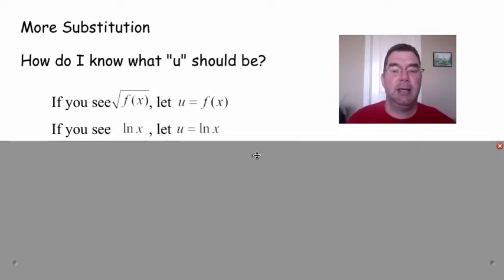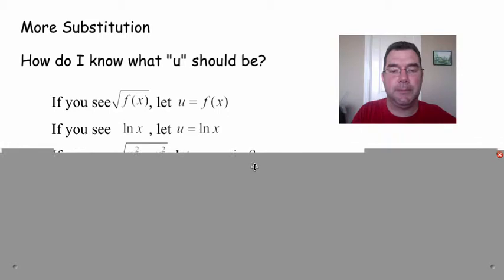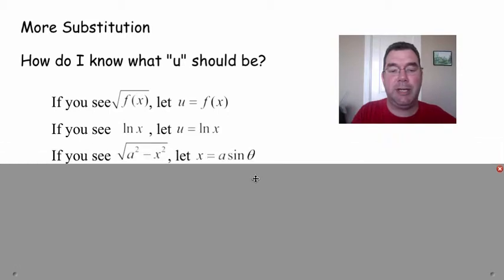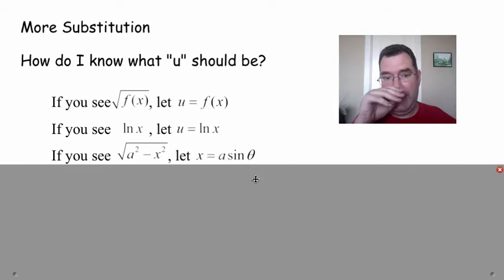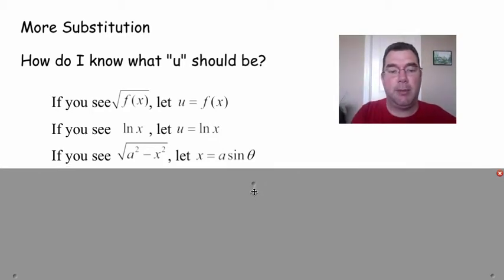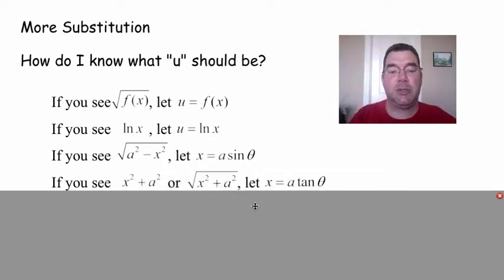If you see natural log of x somewhere in that function, then you should let U equal the natural log of x. If you see the square root of a squared minus x squared, then you should let x equal a times the sine of theta, and then you're going to find dx d theta in order to complete the problem. If you see x squared plus a squared, or the square root of that, then you're going to let x equal a times the tangent of theta, and again you're going to have to find dx d theta.